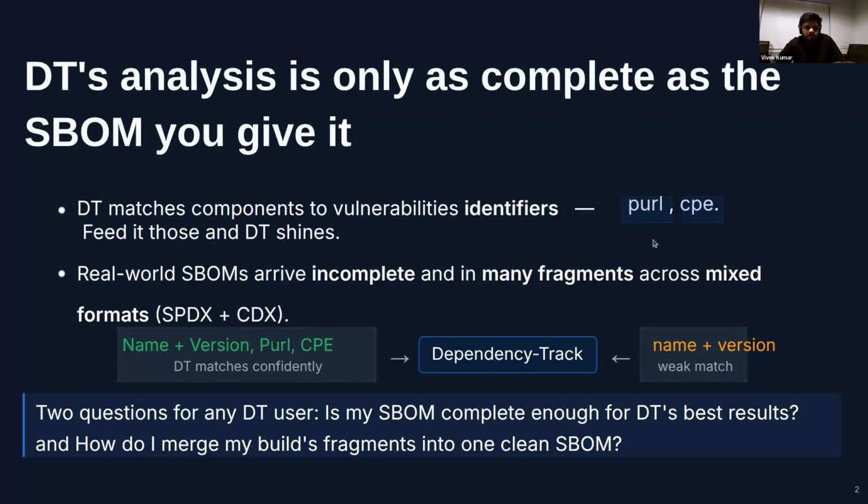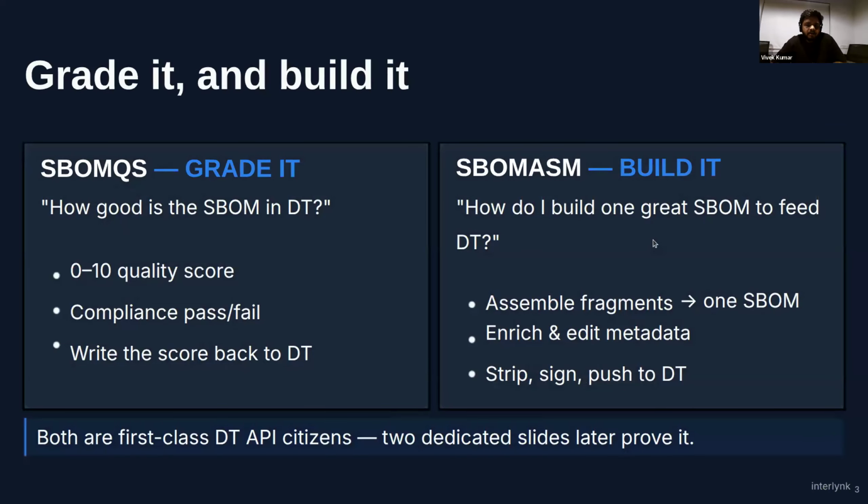So yeah, grade it and build it. What exactly SBOM QS does is it simply gives you a score from 0 to 10 on the basis of the quality of the SBOM. It also helps you with the compliance check, whether it is pass or fail. And one of the important things that it does is that it writes the score back to the Dependency-Track project ID. So there you can simply see your SBOM and the score of that SBOM.